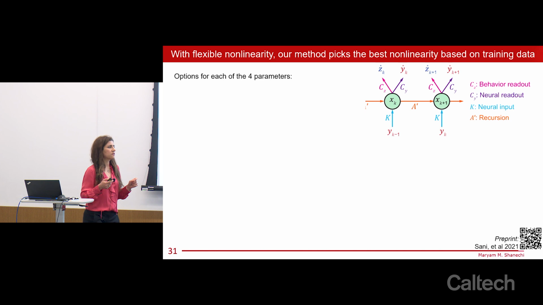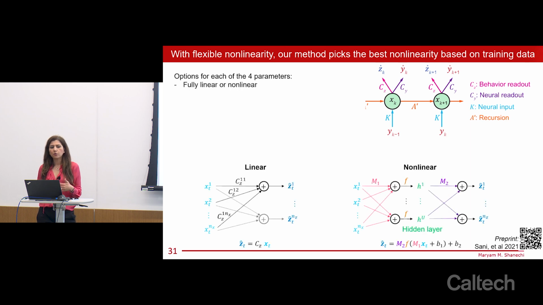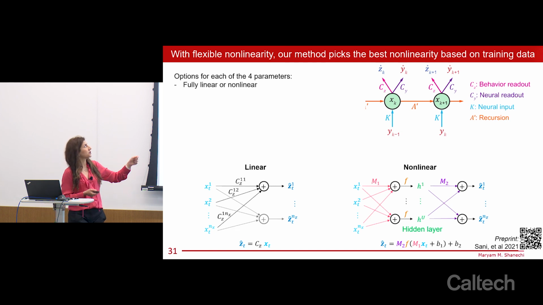Now, what you'll also see in the notebook is that when we want to build a fully nonlinear or flexibly nonlinear model, we also do hyperparameter optimization. So in order to get the best possible nonlinear model, we do searches over possibilities for each of our parameters. So we allow them to either be linear or nonlinear.